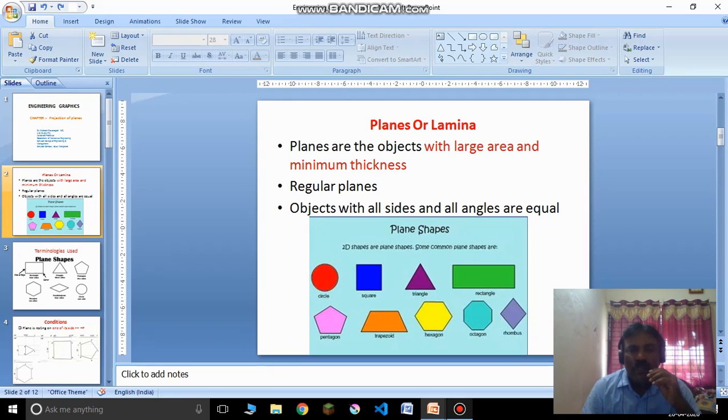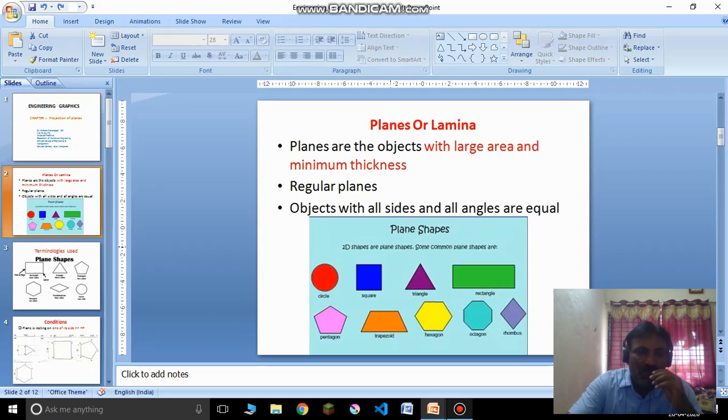Sometimes we deal with regular planes or laminas. What do you mean by regular planes? Regular planes means the object or the plane has all sides and all angles equal. Then we say that those are regular planes. In our syllabus, we have only regular plane projections like hexagon, pentagon, triangle, rectangle. Such objects are kept in the first quadrant, giving some orientation, and we have to draw how it looks in the front view and how it looks in the top view for the given position.